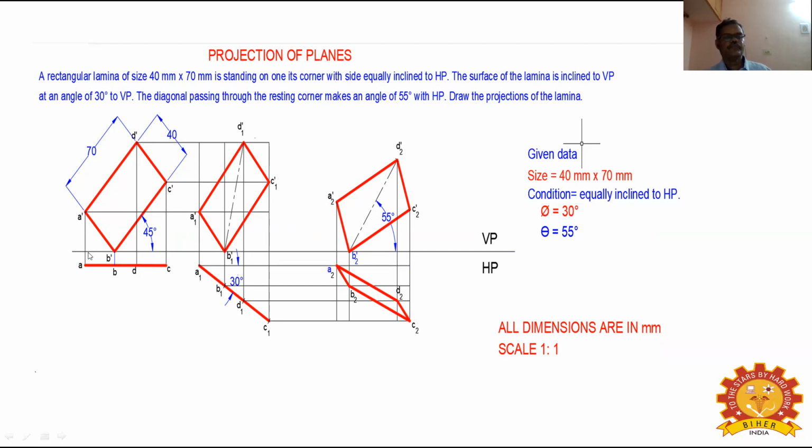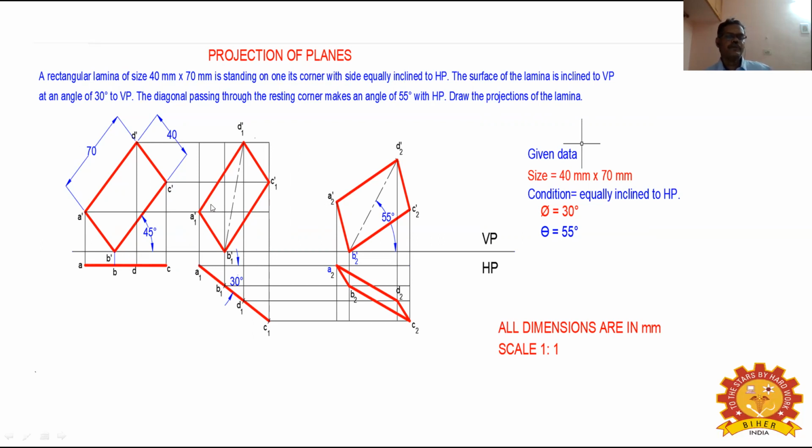From the top view, since it is resting on a corner, it touches the HP. Therefore, in the top view, we leave some gap and draw the ABCD line. And the surface of the lamina is 30 degree to VP. Draw a 30 degree line, and you have to transfer all these points A1, B1, D1, and C1. From C1 to A1, draw vertical lines, and here also draw horizontal lines. The corresponding points mark as A1 dash, B1 dash, C1 dash, and D1 dash.